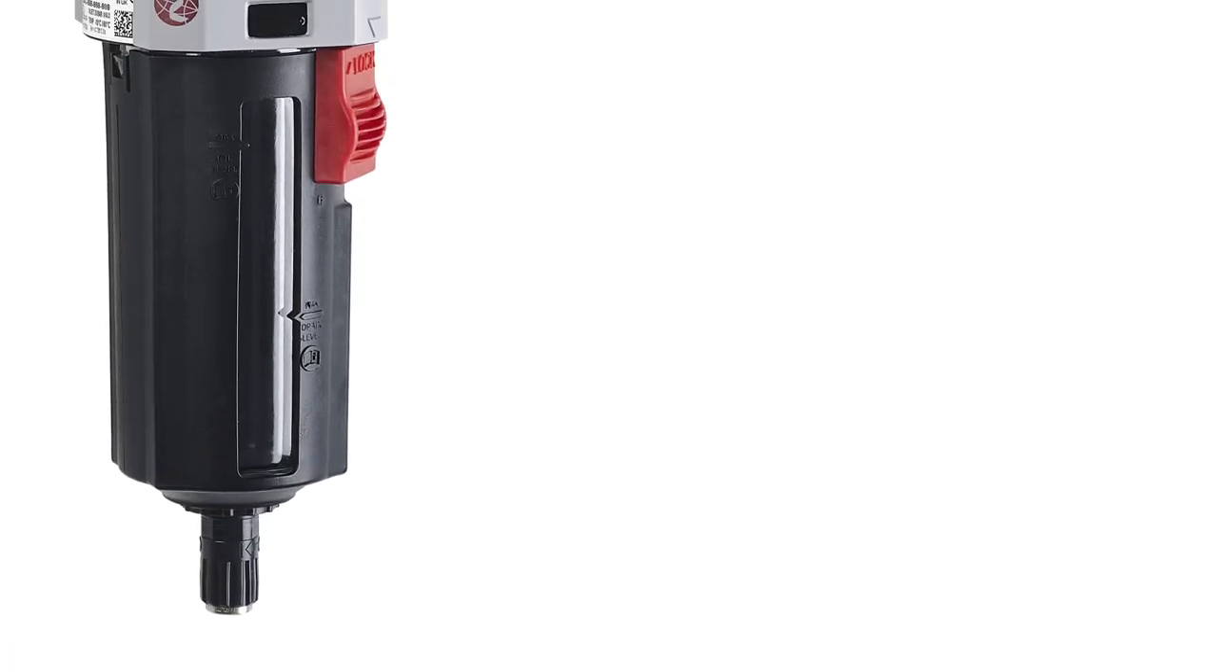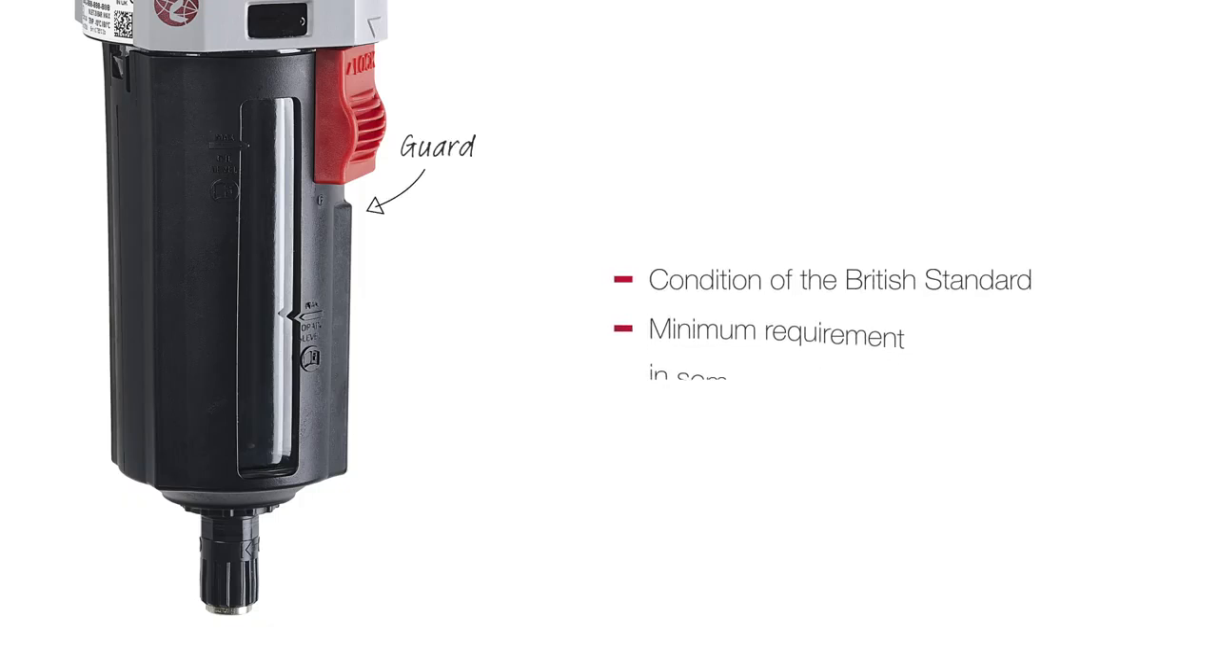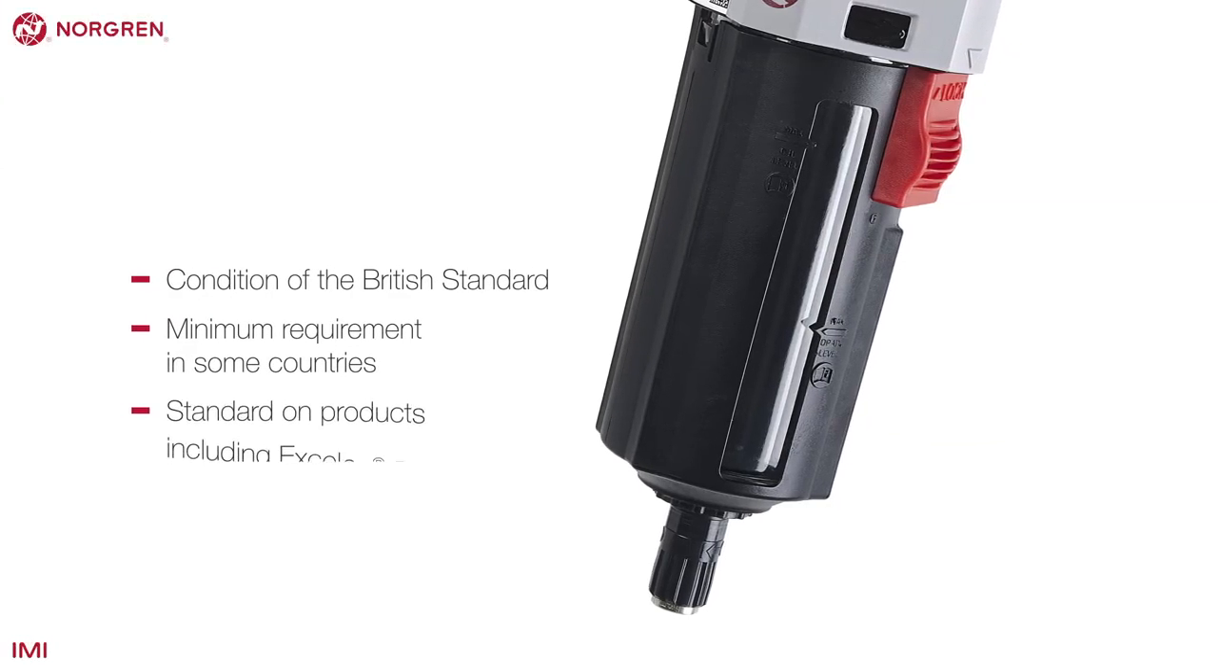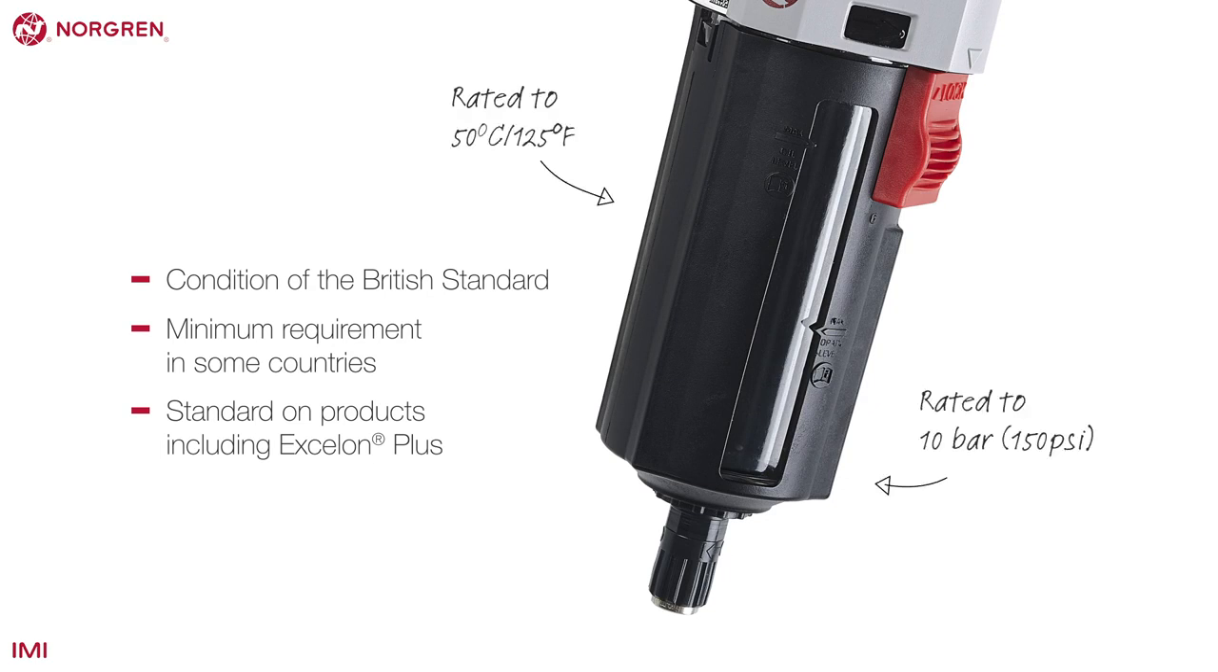In some situations, it will need to be fitted with a guard. This is a condition of the British standard and a minimum requirement in some countries. These guarded transparent bowls are standard on some products, including Exelon Plus. Remember though, even with the guard, all the polycarbonate rules and regulations still apply.